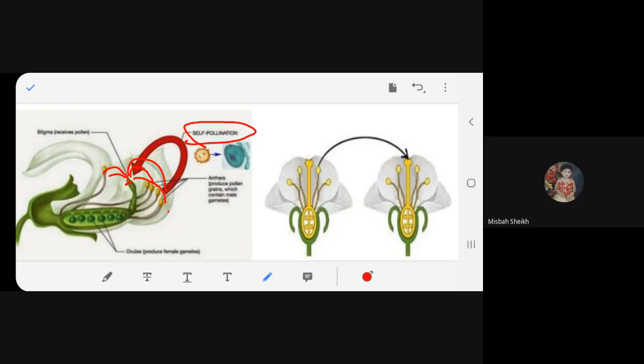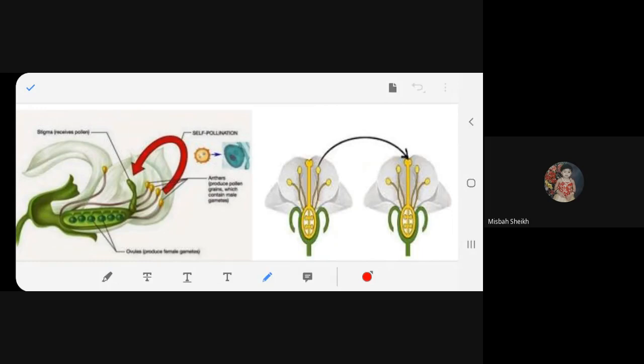Whereas in this case, the second one, here how many flowers do we have? One and two, right? So what is happening? The pollen from this anther is getting settled on the stigma of another flower. Can you see this? It is not settling on the stigma of the same flower, but it is settling on the stigma of another flower. Do you understand? Yes, ma'am.